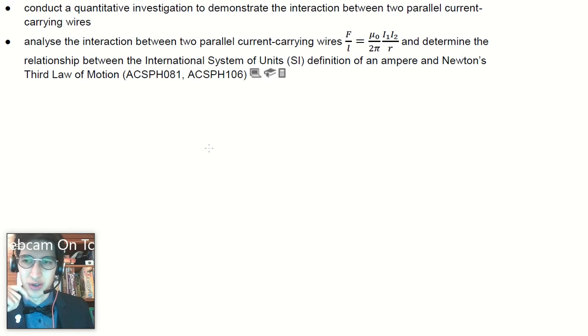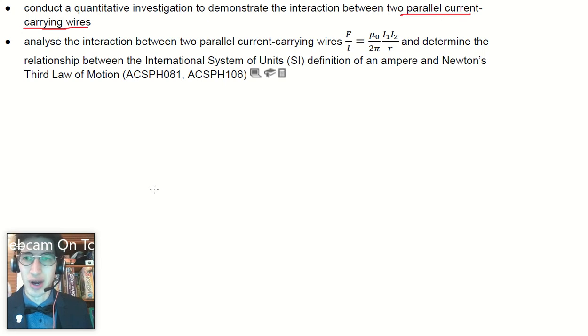Hello, today we're finishing off section 2 of module 6. That's the second HSE module, and this one is about parallel current carrying wires, which itself is a bit of a mouthful, so we need to know what that means.